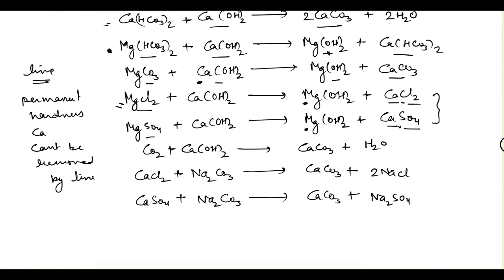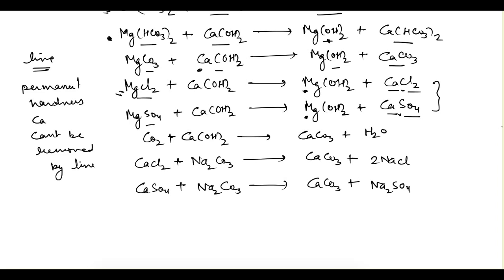Now let's see the next equation. If carbon dioxide is there in the same water, it will also react with this lime and give CaCO3, so that can also be removed. So one more point you can remember here is that CO2 can be removed in the lime soda process.